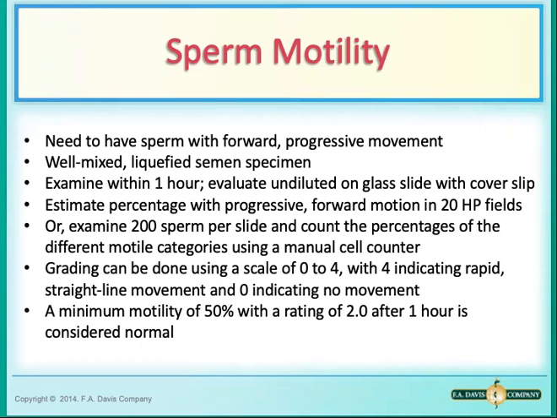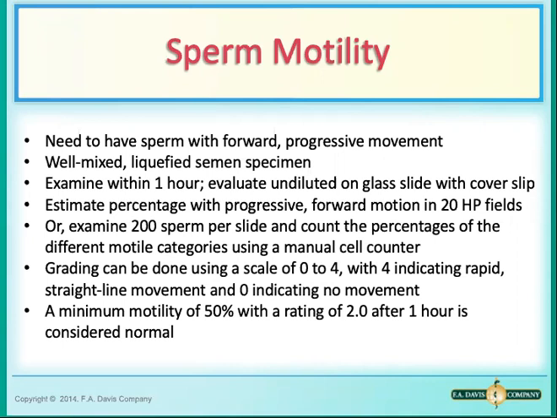Since this is a manual method of evaluating the sample, this procedure is typically performed in duplicate just to make sure that the results are more accurate. So what we report is the percentage of the cells showing actual forward movement, and we can get that result by evaluating 20 high-power fields. Okay, an alternative procedure is to examine 200 cells per slide and count the percentages of the different motile categories using a manual cell counter.